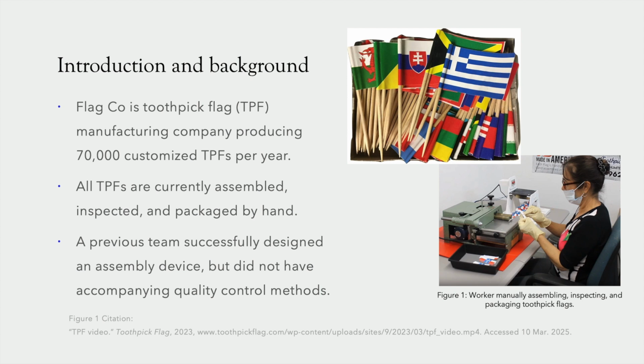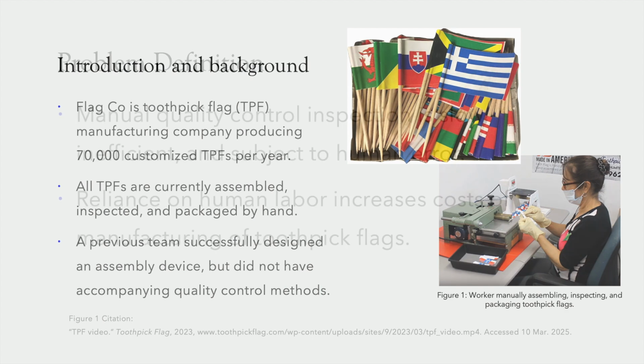An introduction and background to this project: we've got F.L.A.G Co., our sponsor. It's a toothpick flag manufacturing company that produces about 70,000 customized toothpick flags per year. These are currently assembled, inspected, and packaged by hand, as seen on the right in Figure 1. A previous team has successfully designed an assembly device but did not have accompanying quality control methods. That's where we come in.